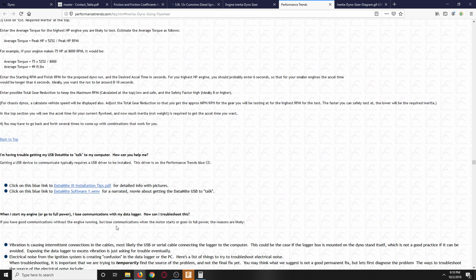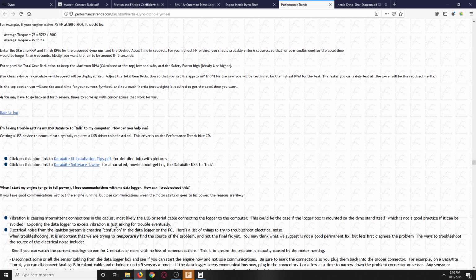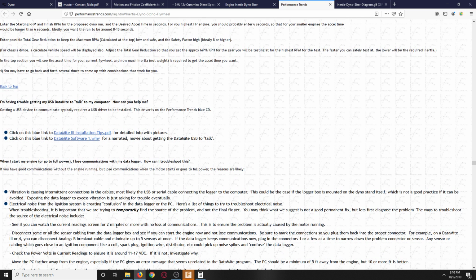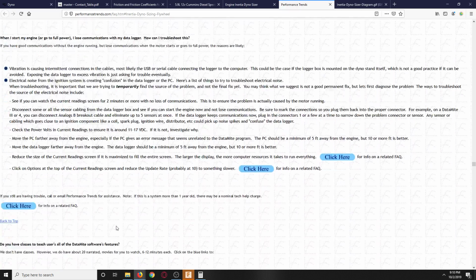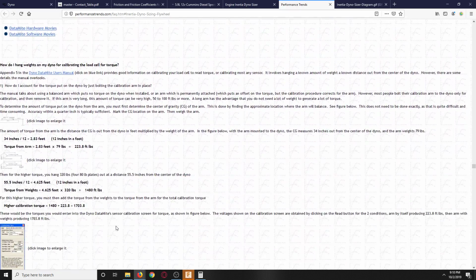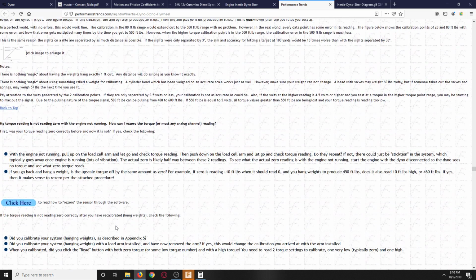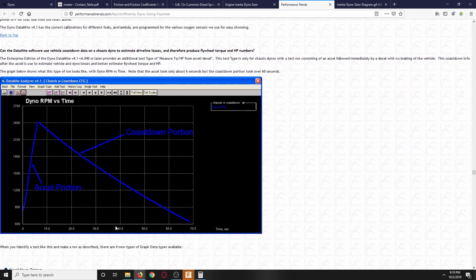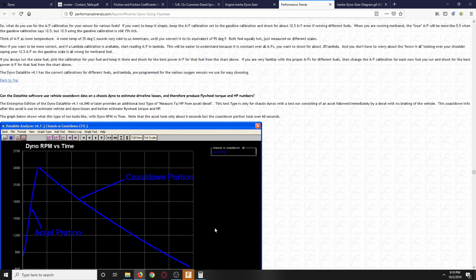Interesting. So they have a program here. I'm wondering if this is something that you can use to communicate. Okay, so I'll read this probably off. Interesting. So yeah, here it is. Here's the acceleration and then the downtime.